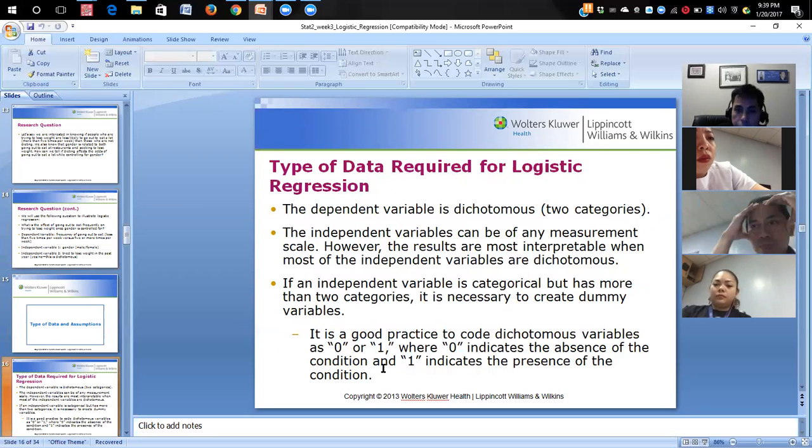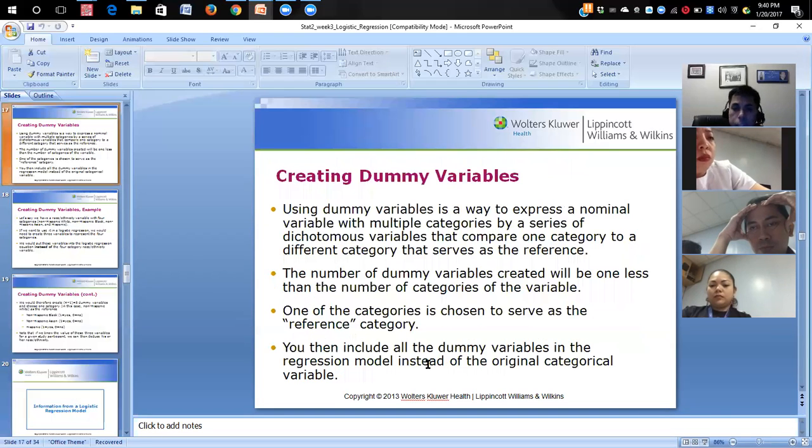These are the different assumptions. The dependent variable has to be dichotomous, only 2 categories. The independent variable can be of any measurement scale. However, the results are most interpretable when the independent variables are also dichotomous. But we can do a polytomous independent variable. Once it becomes a polytomous independent variable, we have to create a dummy variable in order to have a reference value. And I'll explain that in a little bit.